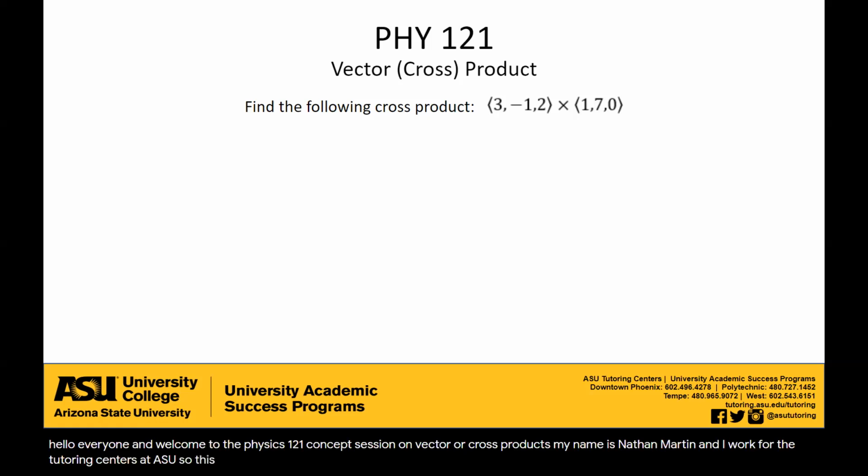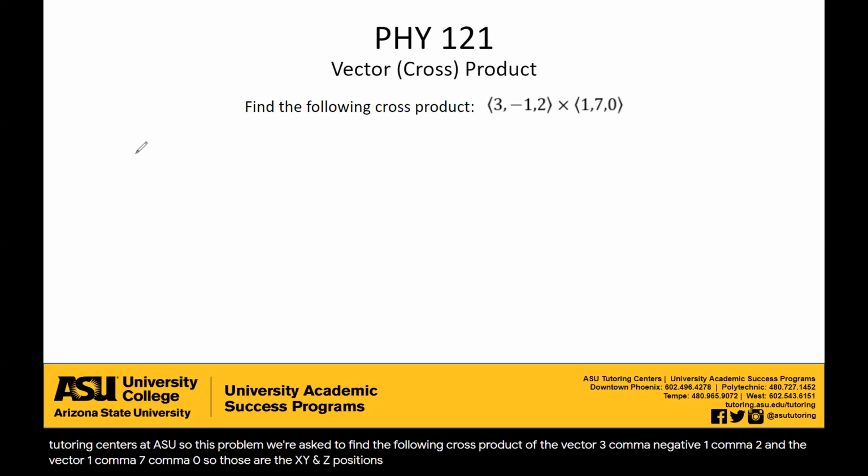So in this problem, we're asked to find the cross product of the vector 3, -1, 2 and the vector 1, 7, 0. Those are the x, y, and z positions. For a cross product, I'm going to say this is your A vector, this is your B vector.